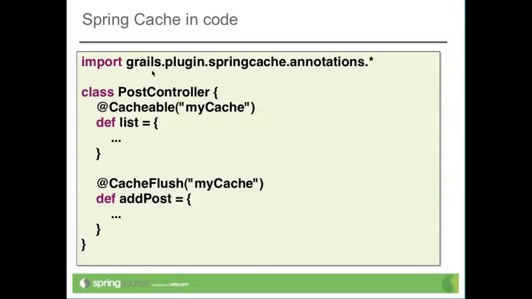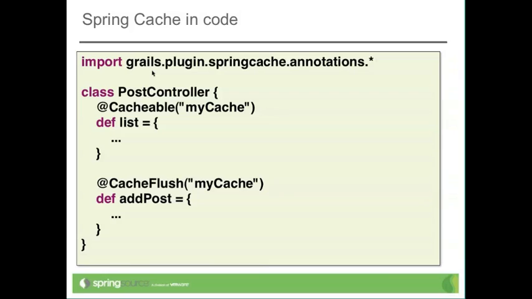So list is the action that we want to cache. We give it the name of the cache to store the data in. And then we can add a cache flush annotation, which will clear the cache every time that action is executed. So in this particular case, list displays a bunch of posts. Every time you add a new post, that obviously means that the cached list is no longer valid. So we need to invalidate my cache.